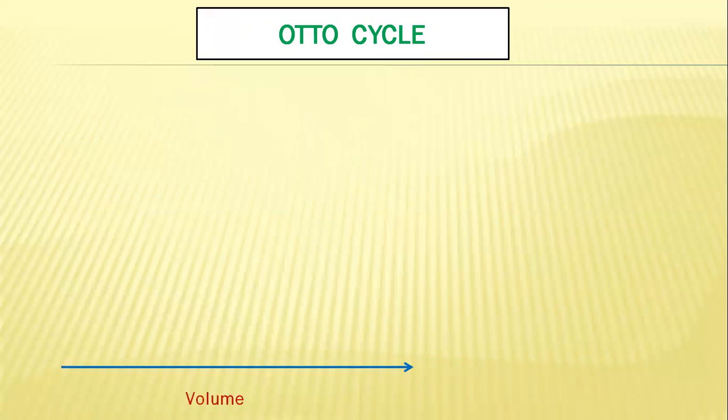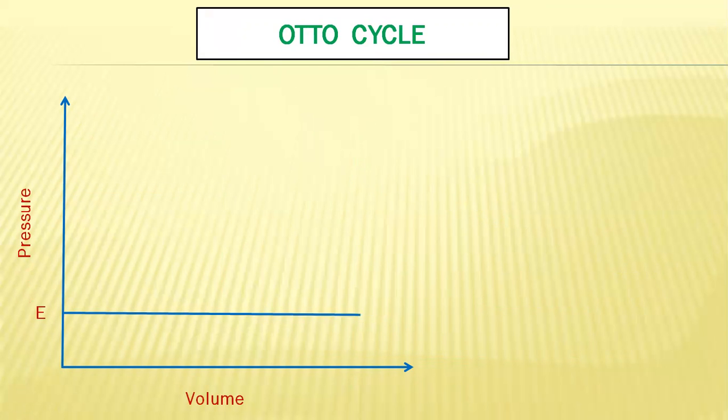Let me recapitulate the Otto cycle here. Volume is represented on the x-axis, pressure is represented on the y-axis. E to A represents the suction stroke because air and petrol vapor is introduced here. Due to the introduction of the fuel, volume increases at room temperature T1. So the final volume is V1 and it represents the suction stroke.